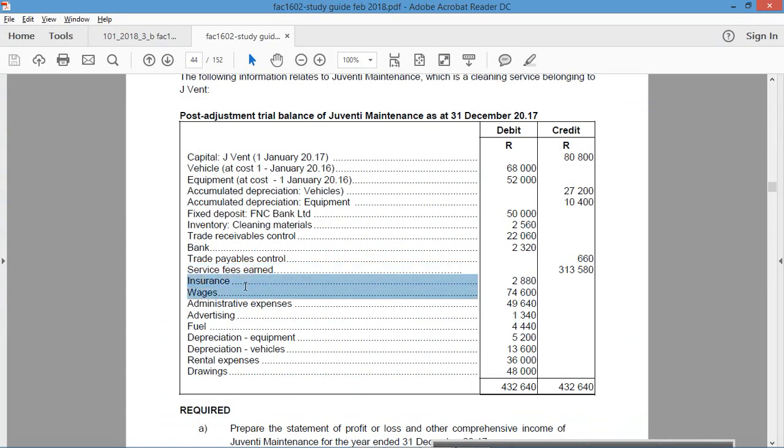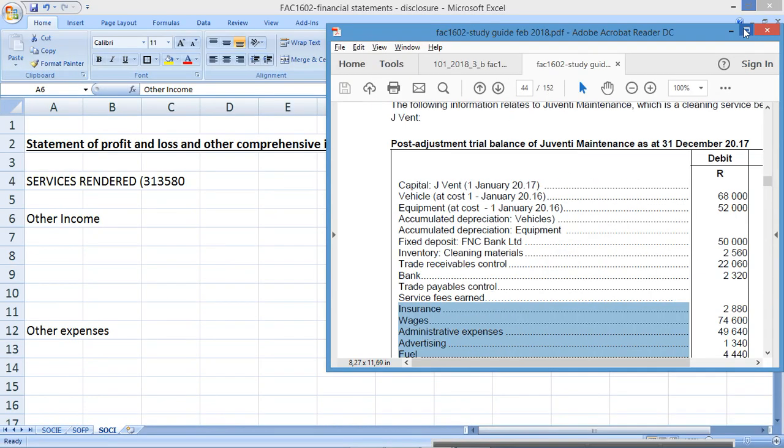Insurance is an expense. Wages expense, admin expense, advertising expense, fuel expense. These ones? Depreciation is a negative asset. I put it as expense. Yeah, that's right. What is the negative asset? That's the accumulated depreciation. But depreciation is an expense, just a normal expense for different things. Rental is an expense, and drawings is drawings. Okay, let's put all of these in correctly.